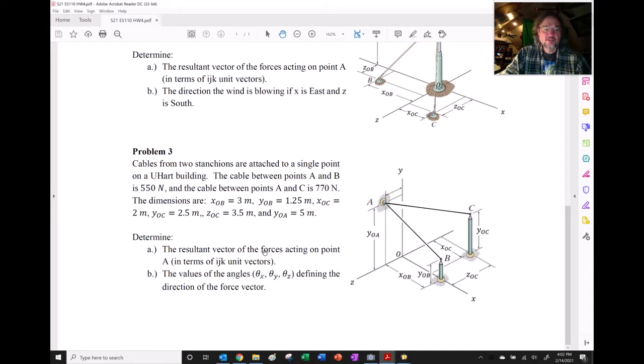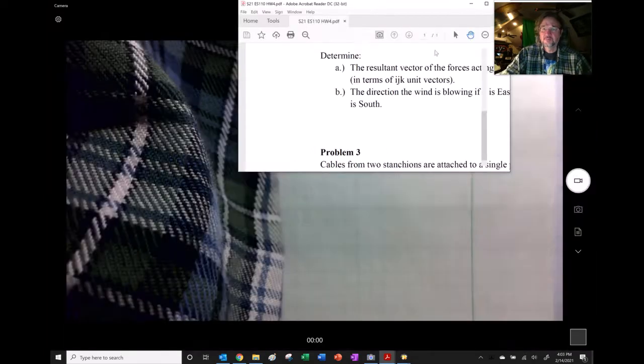So we want to find the resultant of the forces acting on the point and the values of theta x, theta y, and theta z, defining the direction of the force vector. Okay, so let us go and finish this assignment up. So we start out.